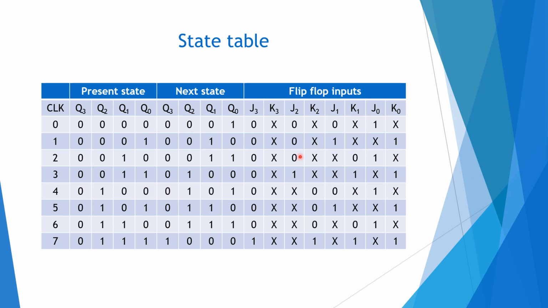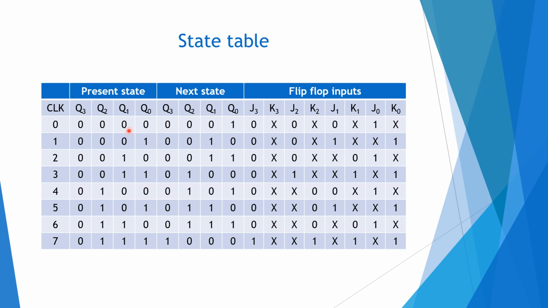In the previous lecture, in part 1, we already discussed what the input will be for the state transitions. Suppose Q0 is changing from 0 to 1, what will be the input to the J0 K0 flip-flop? Suppose it is changing from 0 to 1, the input should be 1x. That is, it can be the set condition 1 0, or a toggle condition 1 1. So that will be 1x.